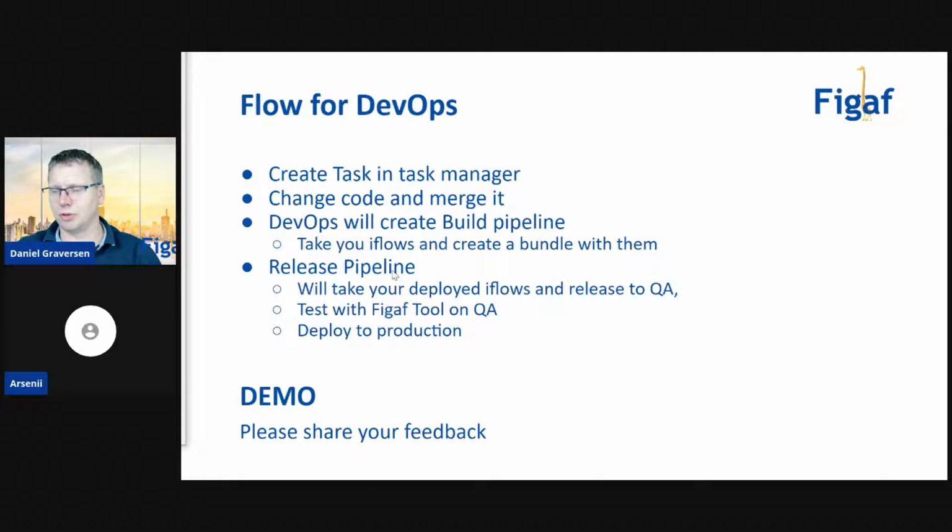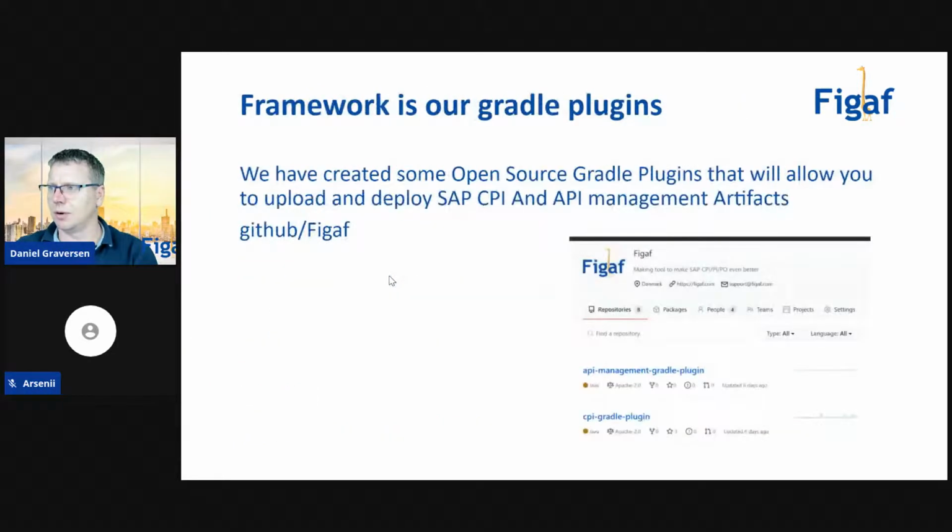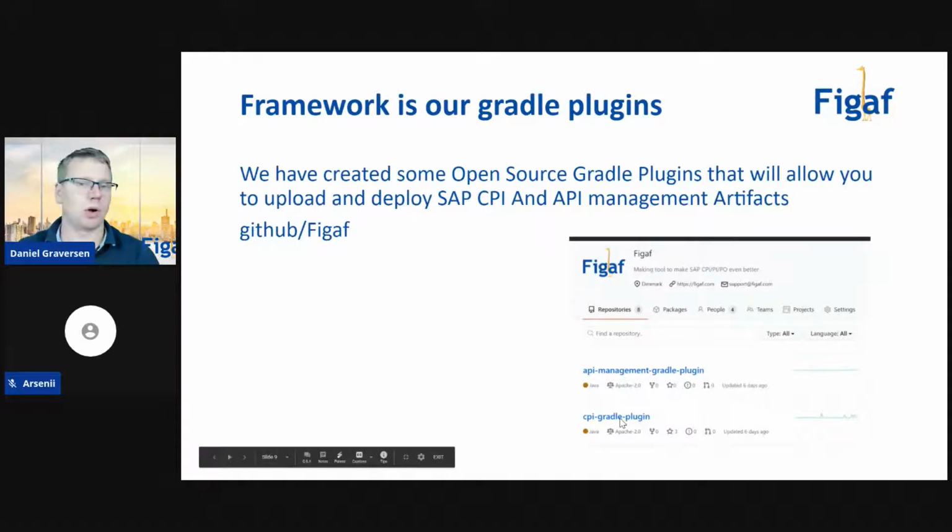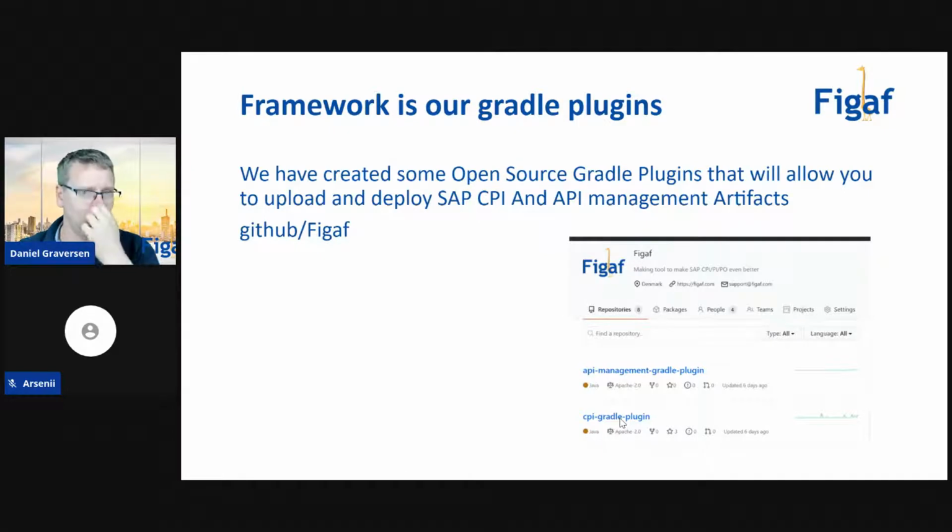So this was what we showed. These different things are possible. The Gradle plugins you can find at github.com/Figaf. Here you can find the API management Gradle plugin, and these work essentially the same way. You can run them and they get this information. They are pretty well documented for you to get started.